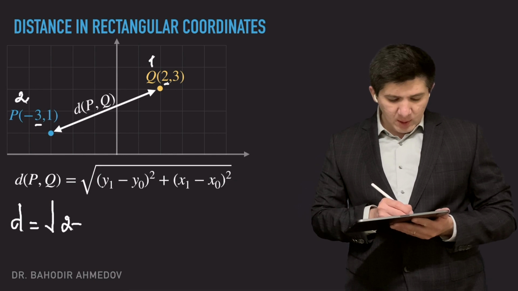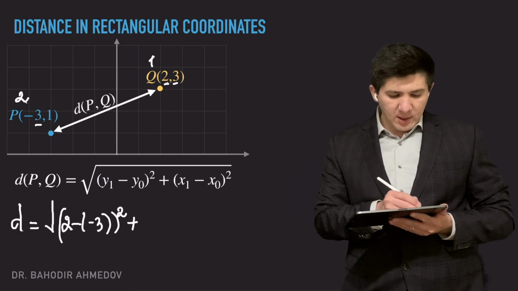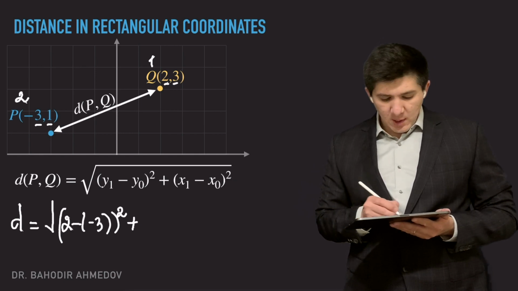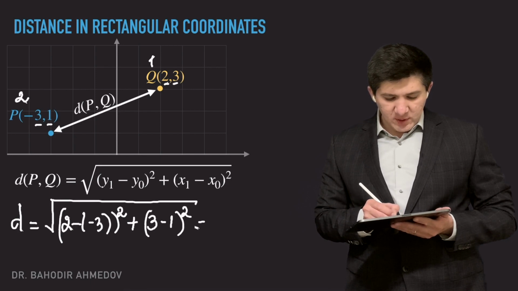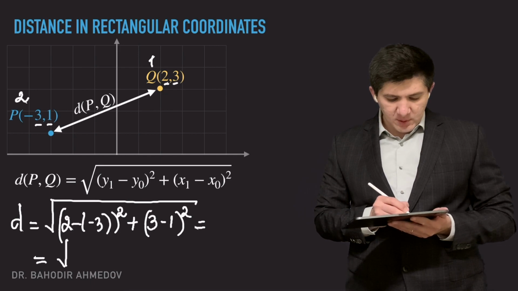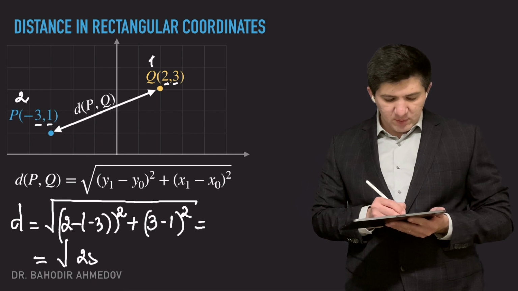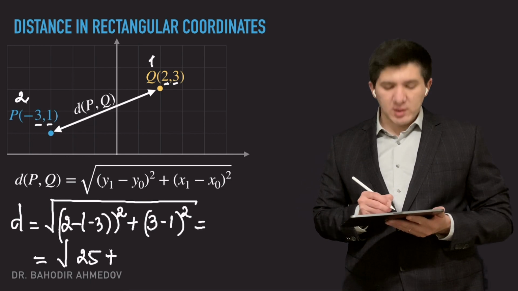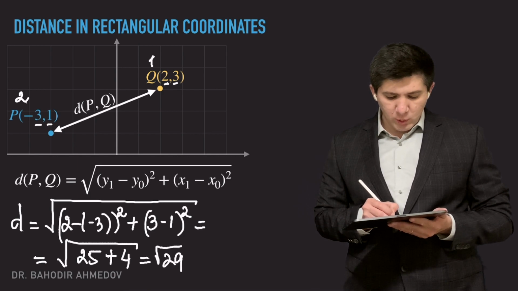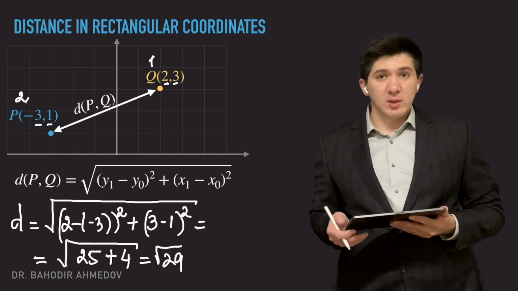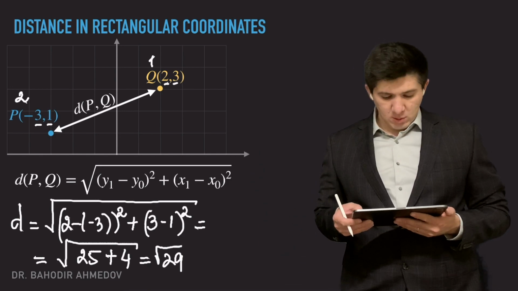So 2 minus (-3) in the square, plus, then I need to subtract the corresponding y coordinates. It's going to be 3 minus 1 in the square. So if you take the square root of the sum, 2 minus (-3) is plus 5, right? 5 in the square is 25, plus 3 minus 1 is 2 in the square, it's 4. Then this is equal to the square root of 29, which is the distance between these 2 points. So now we are going to define circles in this way.